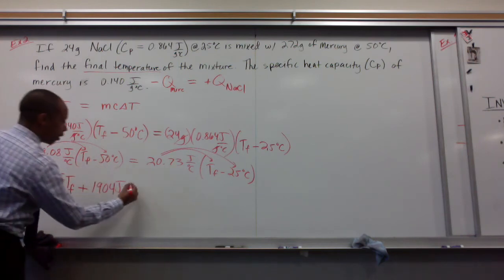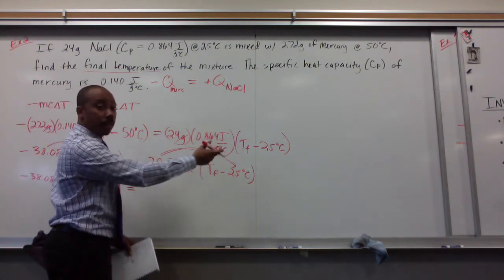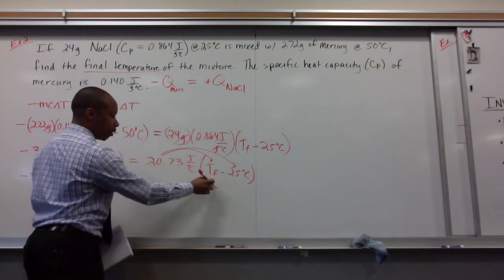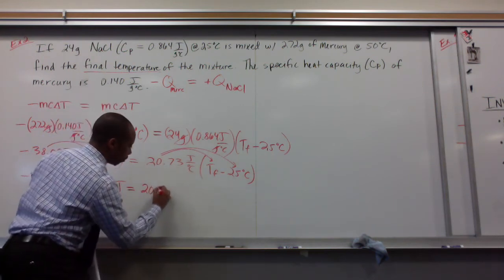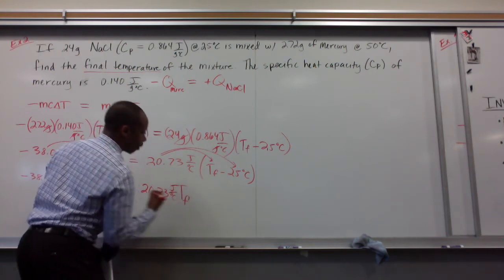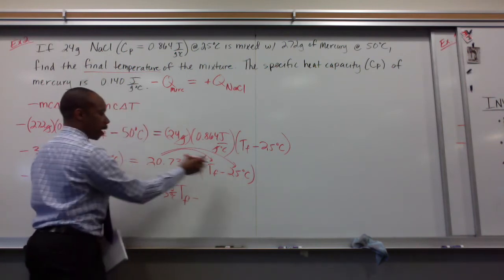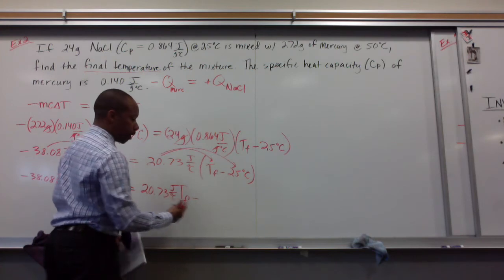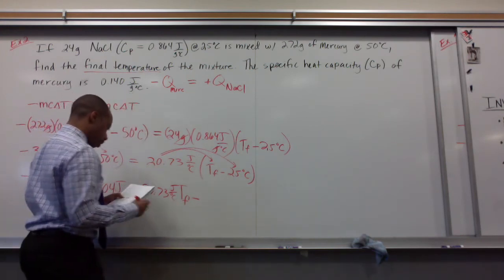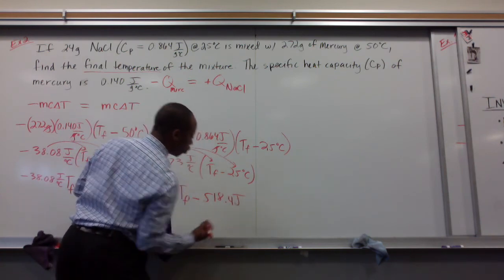So you have this on that side of the equation. It's equal to distributive property into this here as well. 20.73 times TF is 20.73 TF. Minus positive number times a negative number is going to keep that number negative, so you keep that minus sign there. So 20.73 times 25 gives you 518.4 joules.